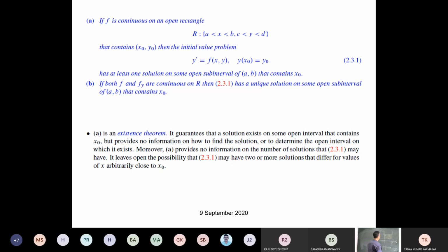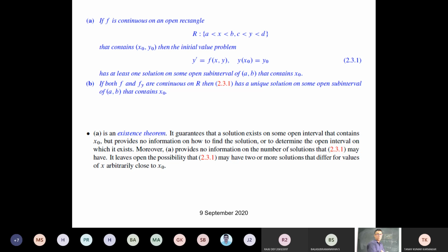Okay. So then I have been given some point x naught. Now I am seeking a solution, something like that, passing through the point x naught, y naught. Is it okay? Fine. So far so good.